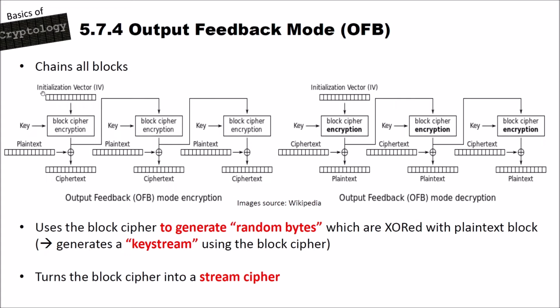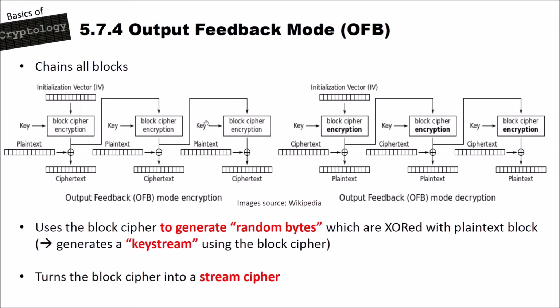So we first encrypt the IV, then get the output as a kind of key stream that we XOR with the plaintext to obtain the ciphertext, but the output of the block cipher goes into the next block cipher round for the next block, and we repeat this again and again.